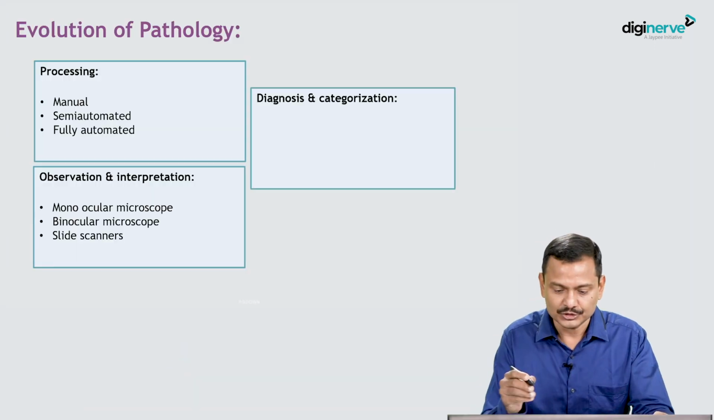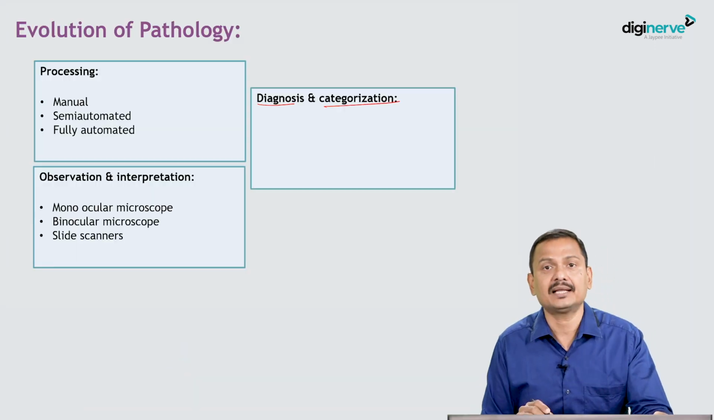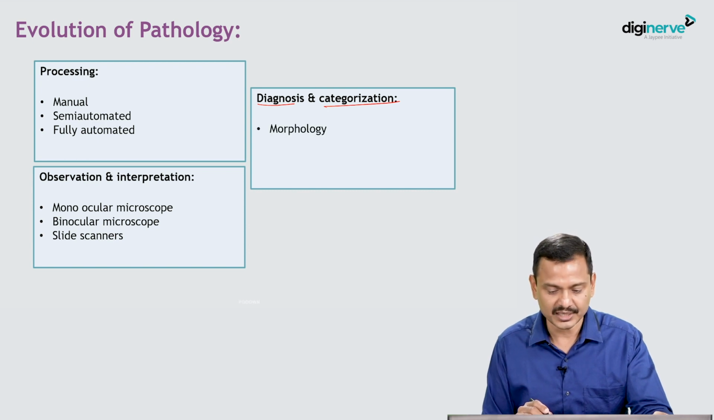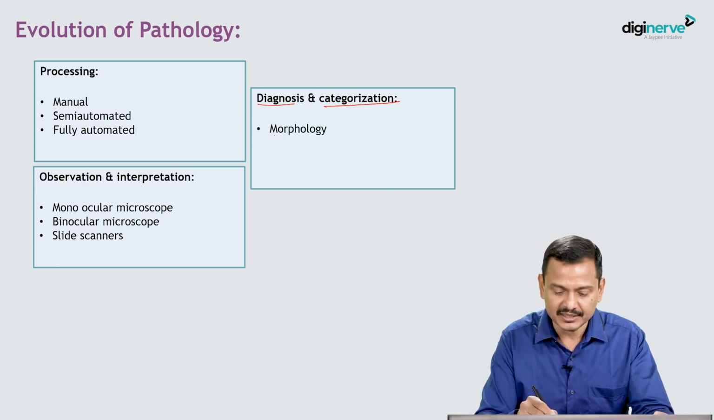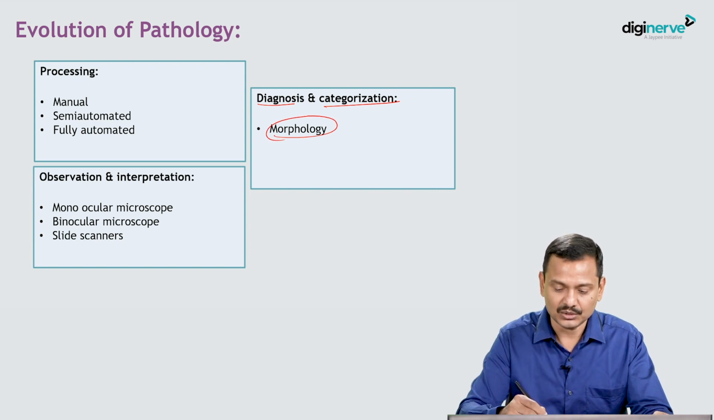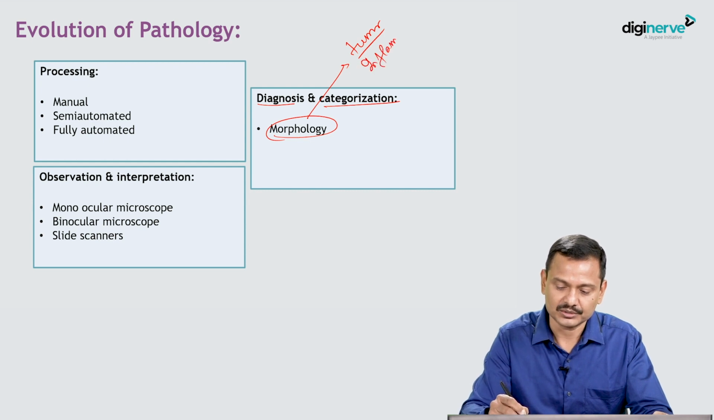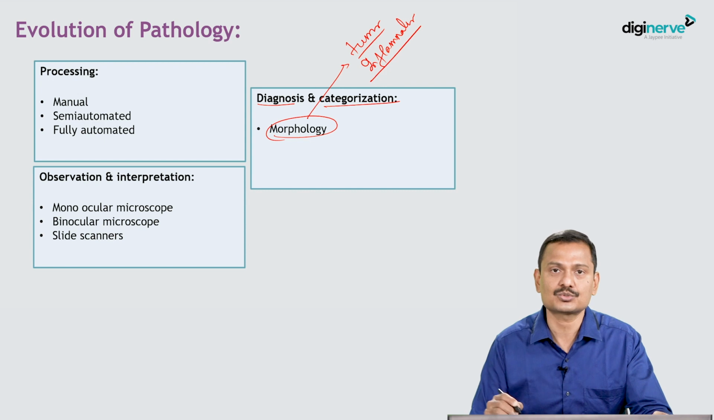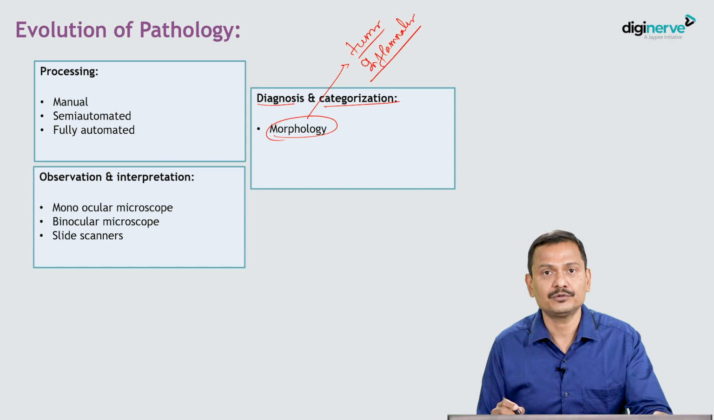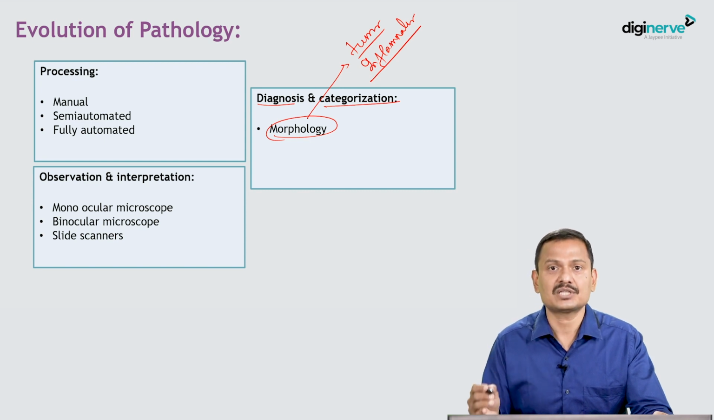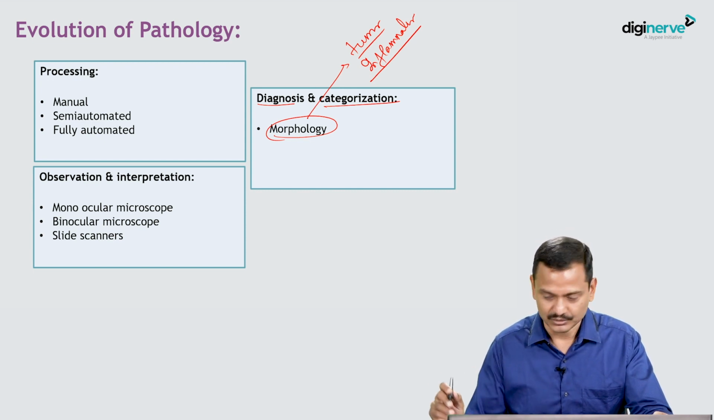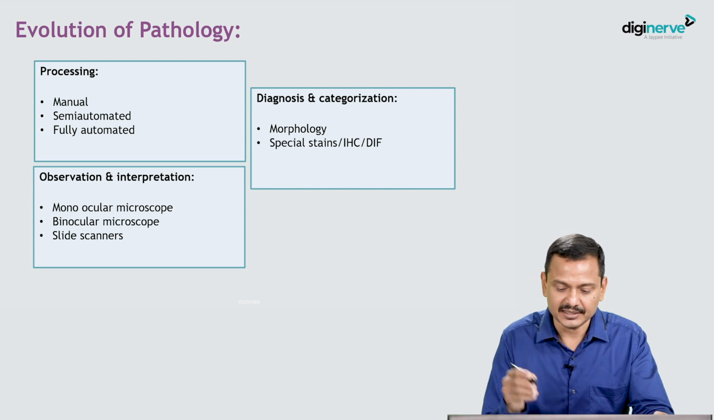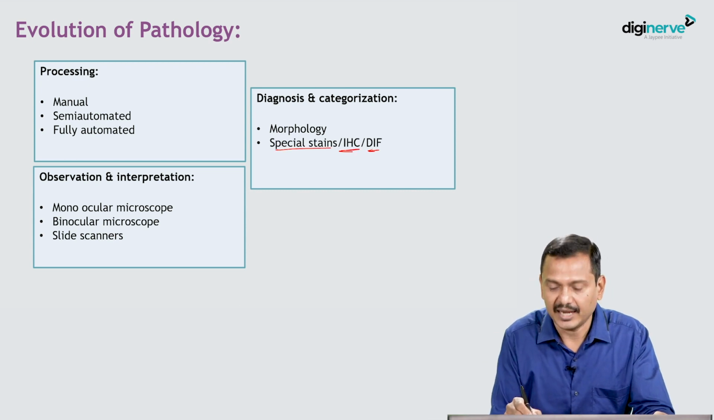The third is diagnosis and categorization of pathological process. Initially, say 20 years back, it was only about the morphology, how the tumor looked, how the pathology or inflammation looked. With experience people used to say this is a lymphoma, this is a carcinoma, this is a melanoma. But morphology is not always correct, because some tumors have varied morphology and one tumor can mimic the other. So in order to bypass that, then came special stains, IHC and DIF.